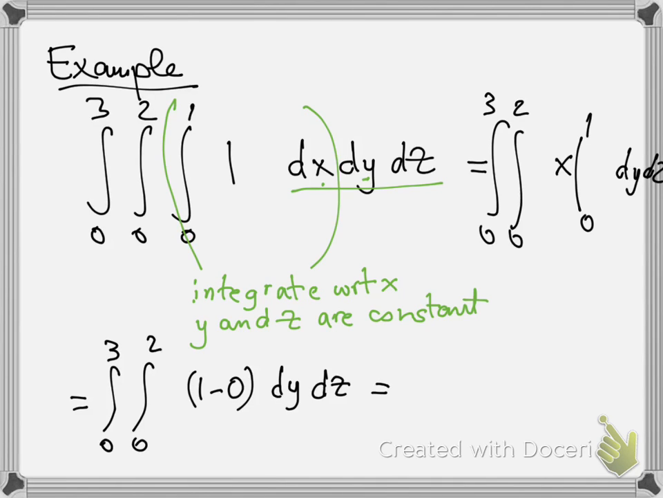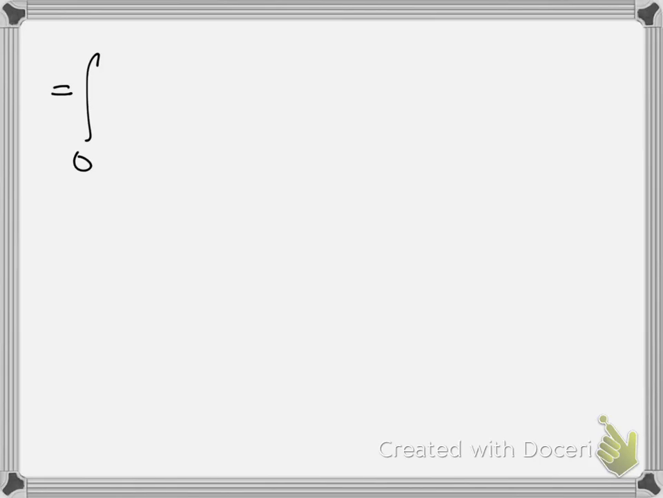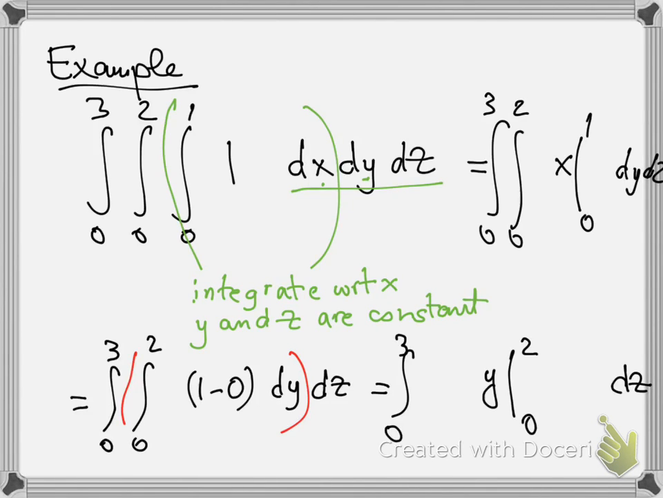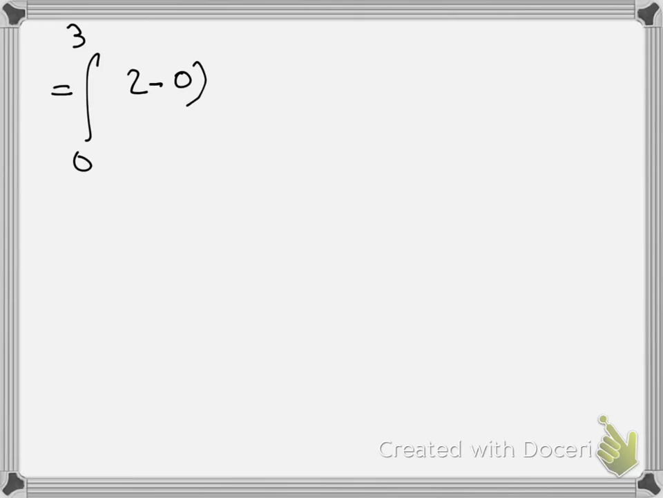Next, we integrate with respect to y, and we consider z as a constant, but there's no z anyway. So it's just the integral of 1 with respect to y, which is equal to y. Between 0 and 2, you replace y by 2 and then by 0, so that's 2 minus 0 dz. So it's just the integral from 0 to 3 of 2 dz.